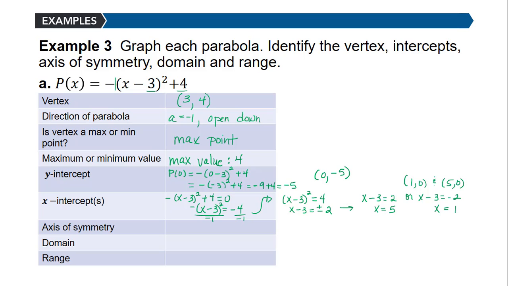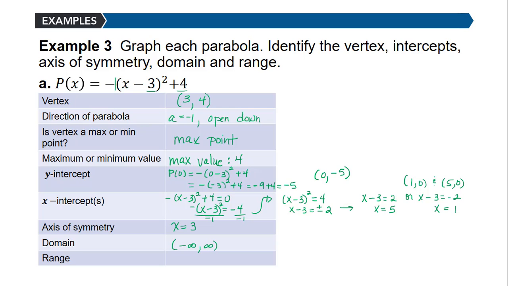The axis of symmetry is just going to be the vertical line through the vertex, so that is x equals whatever the x value of the vertex is, which is 3. The domain of any quadratic function is all real numbers, negative infinity to infinity.